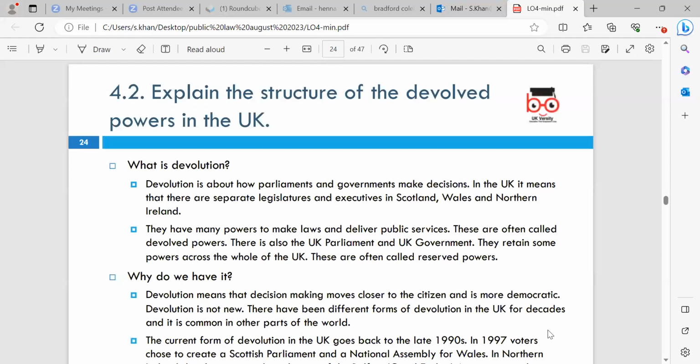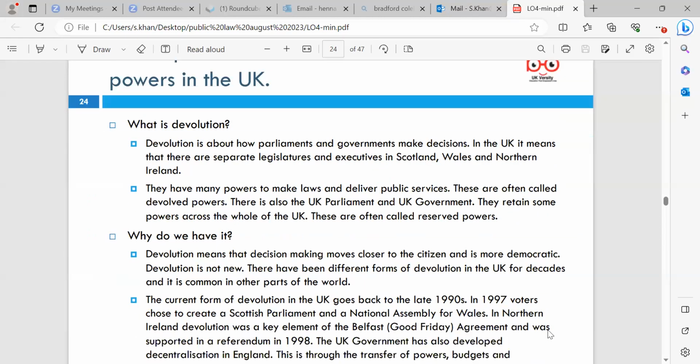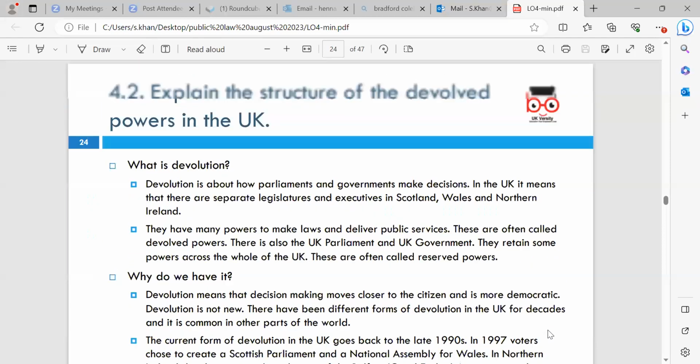So now we're going to go on to looking at 4.2, which is explain the structure of the devolved powers in the UK. Okay, so has anyone got any questions on the process of a bill becoming an act of parliament? Do you understand the process and why it needs to go through both the House of Commons and House of Lords? And why there need to be so many amendments, because it needs to be perfect to become an act of parliament. Okay. So 4.2, explain the structure of devolved powers in the UK.